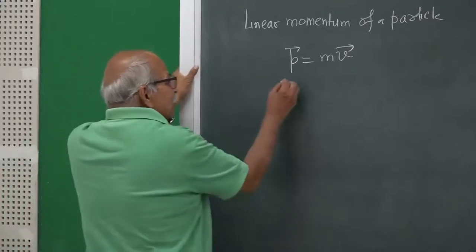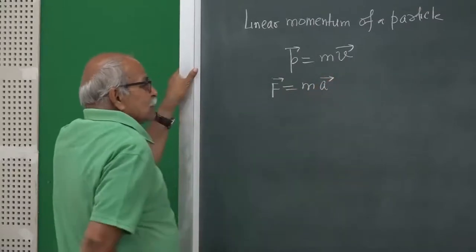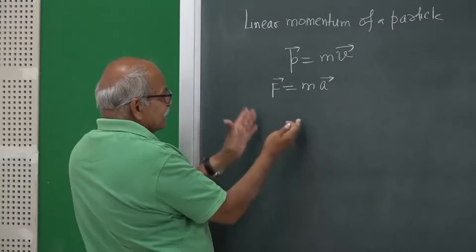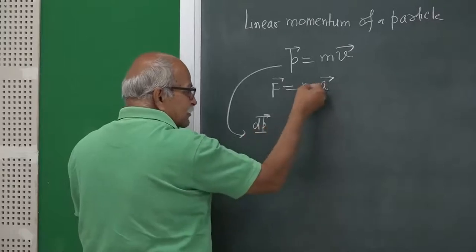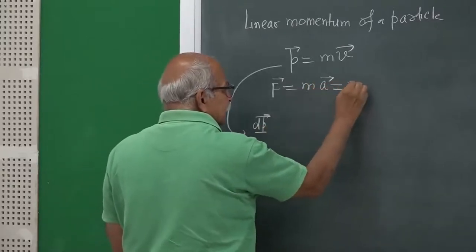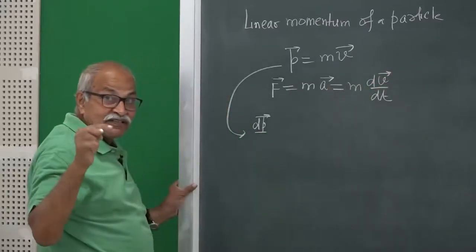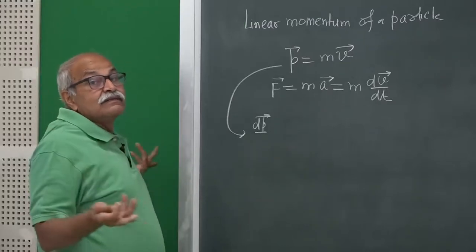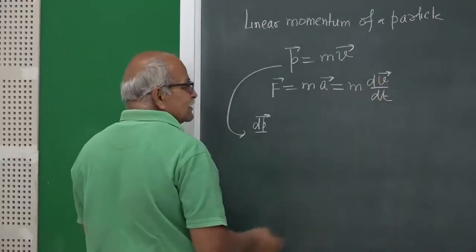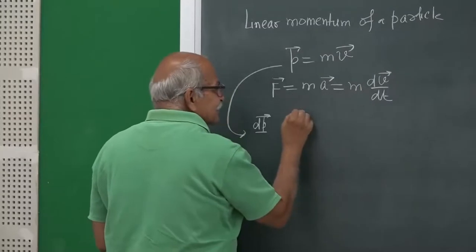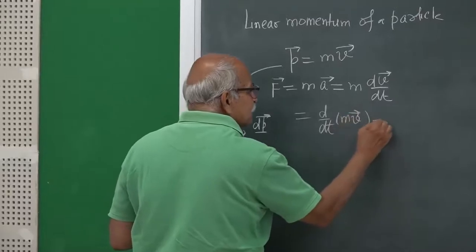And then Newton's law: force on the particle is equal to mass of the particle into acceleration. So this we can recast in terms of momentum. Let us go from here. This is m into dv dt. Rate of change of velocity is acceleration, again by definition. There is no physics involved here. We define this rate of change of velocity as acceleration. So it is this. If mass is constant, I can take it inside. So it is d dt of mv, and mv is p, so it is dp dt.